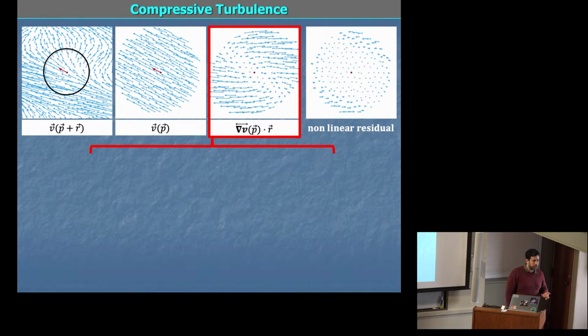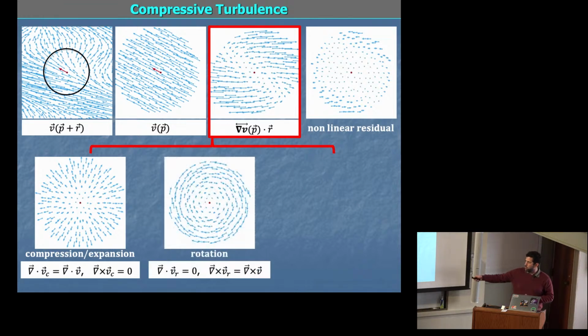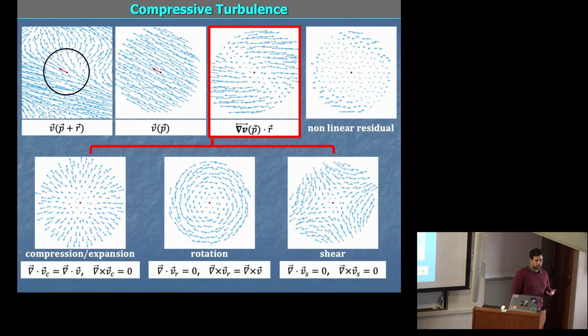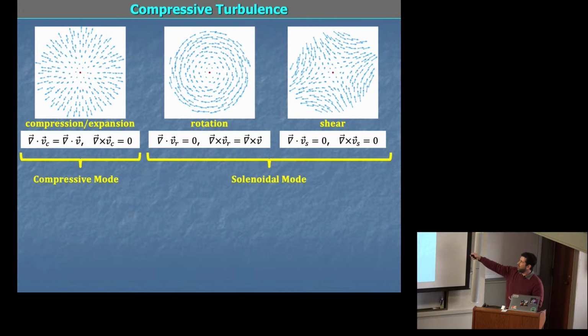The linear correction to that velocity field can be divided into 3 well-defined components. One representing compression and expansion about the point, which has 0 curl and the same divergence as the initial field. A second representing solid body rotation around that point, which has 0 divergence and the same curl as the initial field. And a third which represents shear around that point, which has both 0 divergence as well as 0 curl. Now these two components are colloquially referred to as the solenoidal component of the velocity field, whereas this is going to be the compressive component of the velocity field.